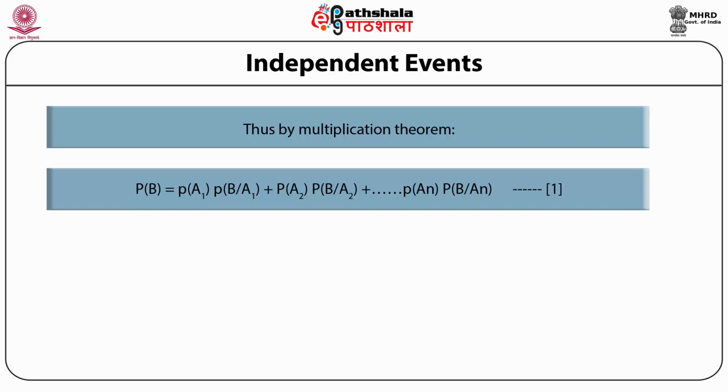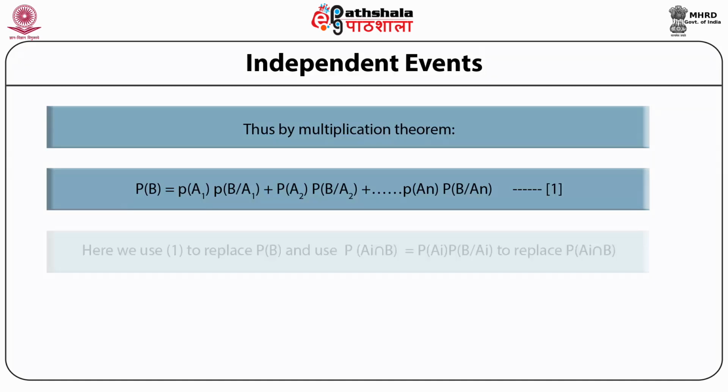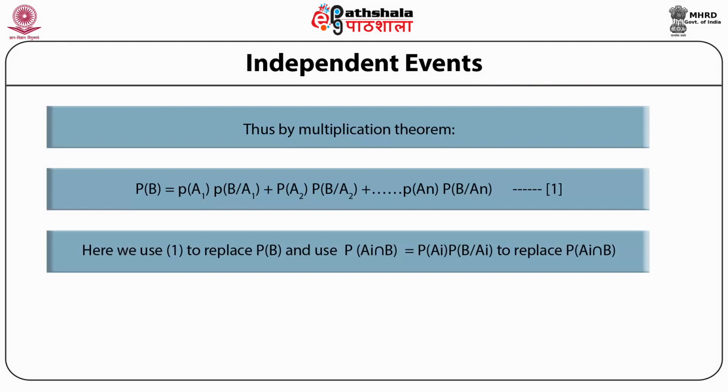On the other hand, for any i, the conditional probability of Ai given B is defined as the probability of Ai intersection B divided by the probability of B. Here, after applying the multiplication theorem, we use equation 1 to replace the probability of B and use the probability of Ai into the probability of B given Ai to replace the probability of Ai intersection B. So the probability of Ai given B is equal to, Ai being the selected event, in the numerator the probability of Ai into the probability of B given Ai, and in the denominator the probability of B, which occurs in combination with A1, A2, An, or in the form of a summation it can be written like this.